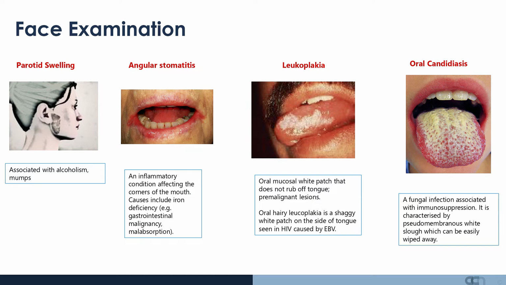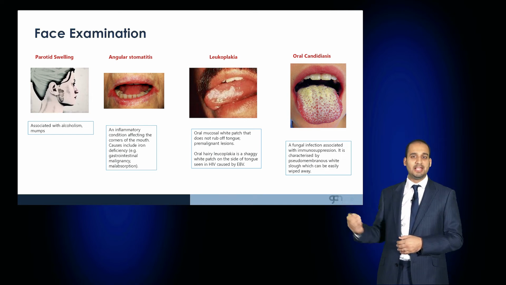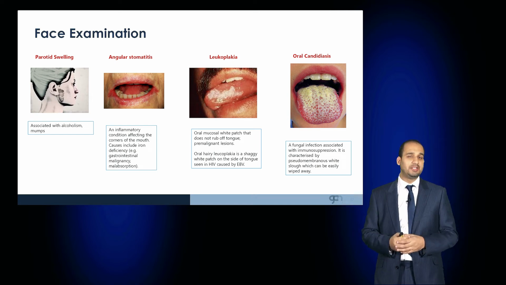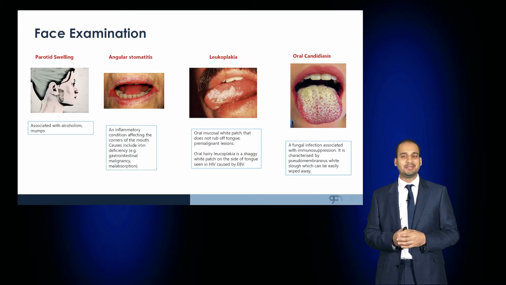An oral white patch that does not rub off can be a sinister sign known as leukoplakia, and this is a pre-malignant lesion. Oral hairy leukoplakia is a white patch that's usually driven by HIV or Epstein-Barr virus. On the other hand, if you have a whitish discoloration which is easy to scrape off, that might be as a result of oral candidiasis, a fungal infection associated with immunosuppression, and it's characterized by a pseudomembranous white slough that can be easily wiped away to reveal the underlying mucosa.